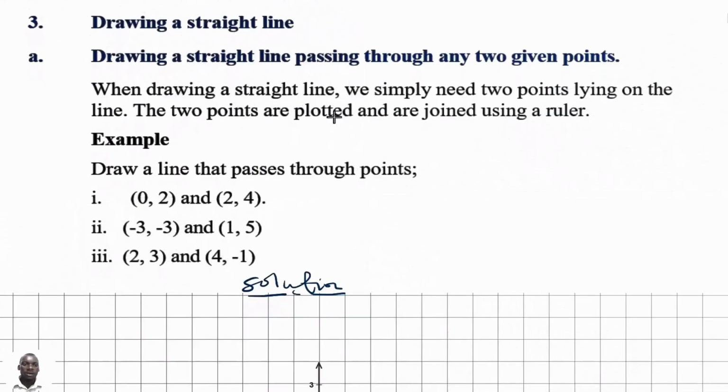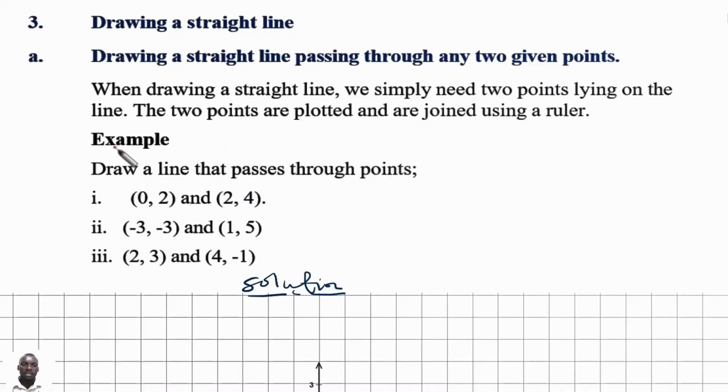So let us begin with our first one, which is none other than drawing a straight line. So how do we draw a straight line? We are saying that when given 2 points, for us to draw a straight line, we simply need the 2 points lying on the line. And then thereafter, we plot the points and then join them using a ruler. So we draw a straight line joining the two plotted points.